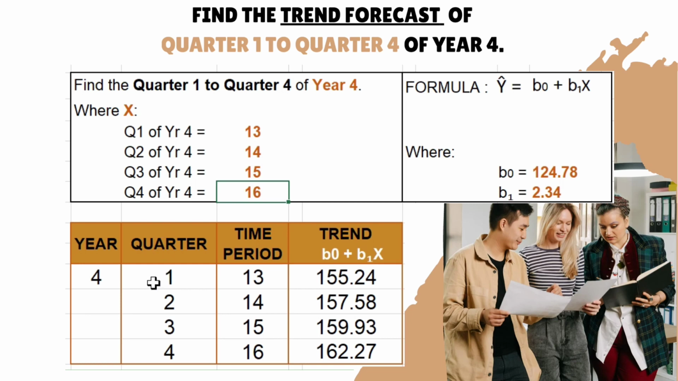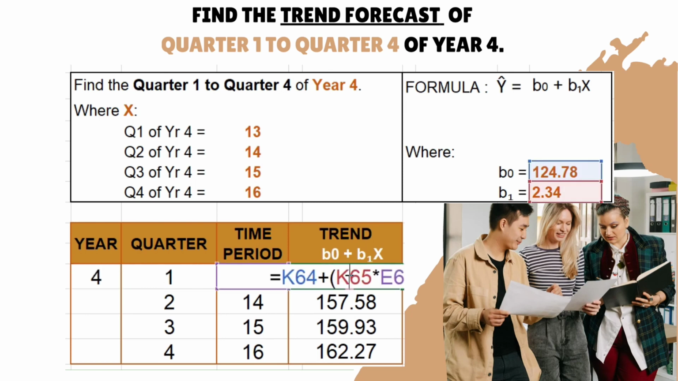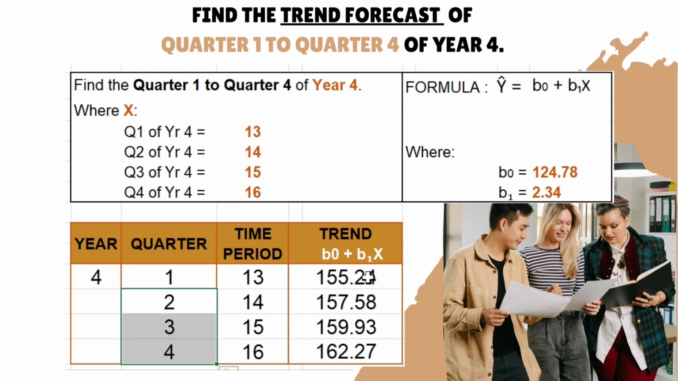And now we will develop our trend forecast for quarter 1, year 4, where x is equal to 13. So, applying the formula, b sub 0, 124.78, plus b sub 1, 2.34, times our time period, that is 13, that will give you 155.24. This same formula and solution will be applied to get our trend forecast for quarters 2, 3, and 4. So for quarter 1, 155.24, quarter 2, 157.58, quarter 3, 159.93, and quarter 4 is 162.27. So this will be our trend forecast for the quarters of year 4.